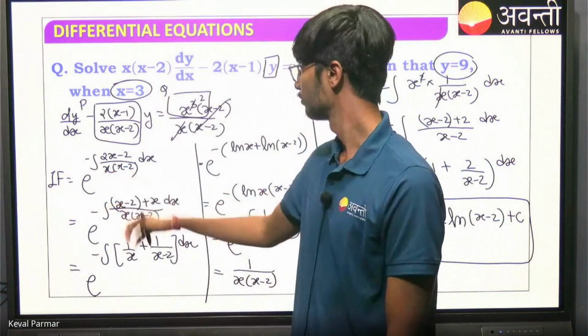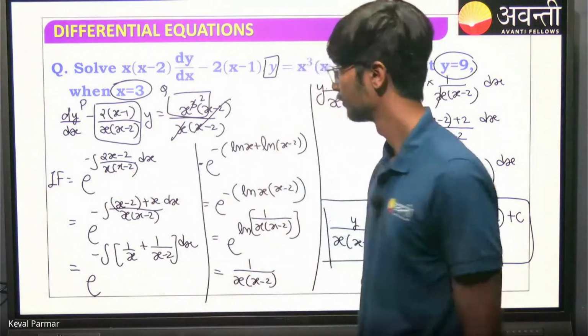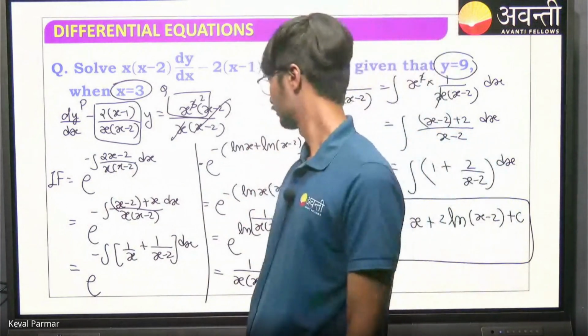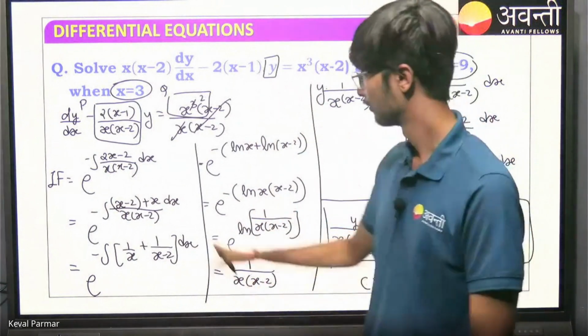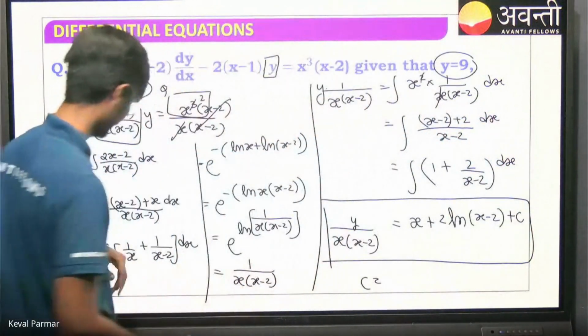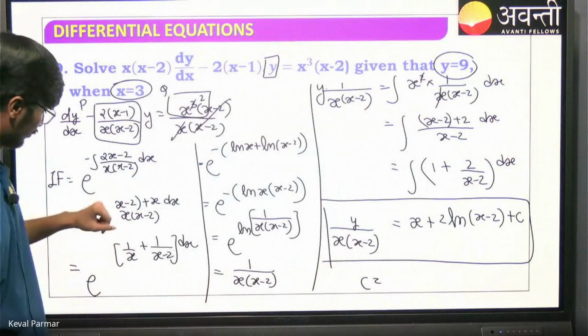X square minus 2x. Yeah, superb. Very good. You can do it like that also. You'll get the same thing. We did many steps here. Oh, it is a better method actually. Very good.